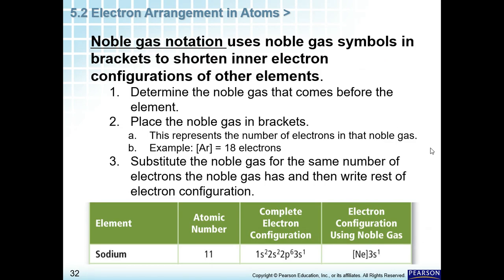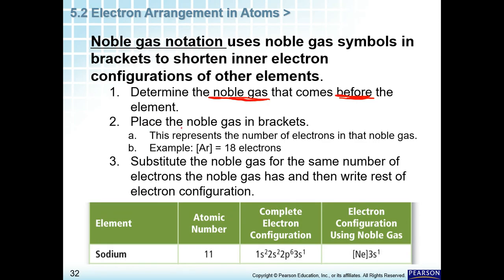The steps in order to do a noble gas notation are as follows. 1. Determine the noble gas that comes before the element. There are 2 key things about this. 1, it has to be a noble gas that goes in brackets. That means it has to be either helium, neon, argon, krypton, xenon, or radon. It cannot be any other element but those ones. The other key word is it has to come before the element.